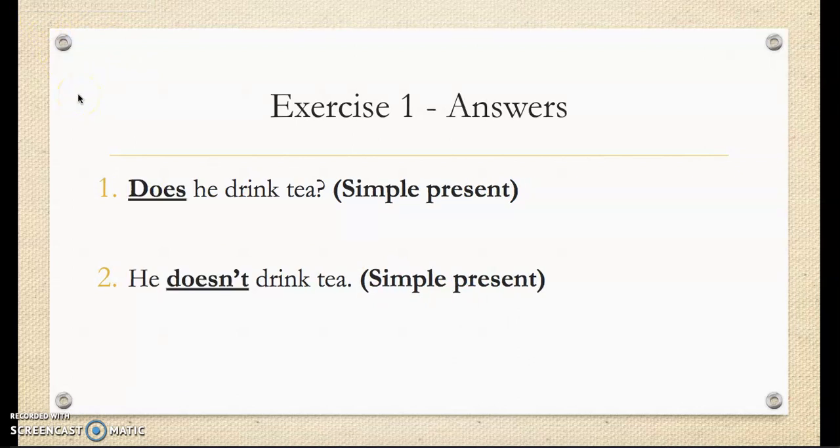So as you see here, for number 1, the auxiliary verb was does, and for number 2, the auxiliary verb was doesn't.